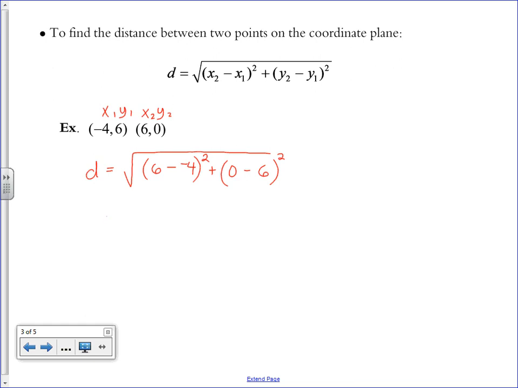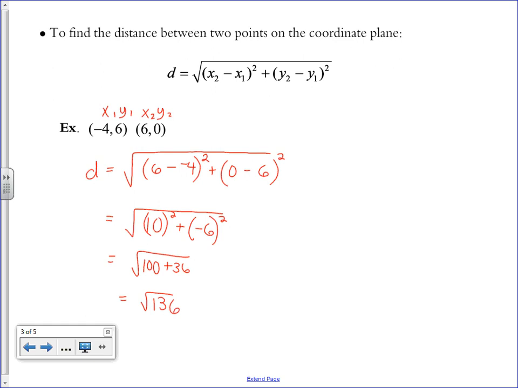We're going to work from the inside out here. So we want to do what's in our parentheses first. 6 minus negative 4 is 10. I can drop the parentheses. I'll keep the parentheses, just in case it was negative, as you'll see here. When it's 0 minus 6, we've got a negative. We want to keep our parentheses around that so you don't forget that it's a negative number being multiplied by a negative number because it's squared. That comes out positive. So 10 squared is 100. Negative 6 times negative 6 is positive 36. And it ends up being the square root of 136.